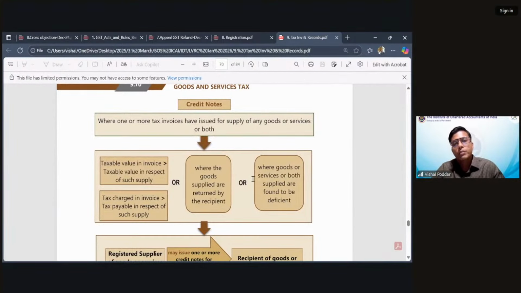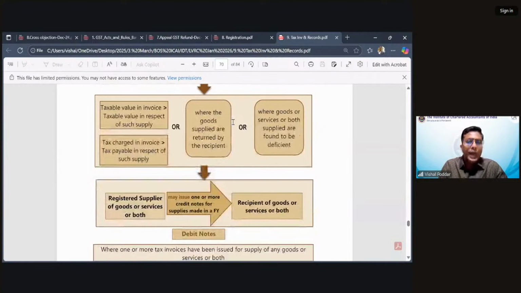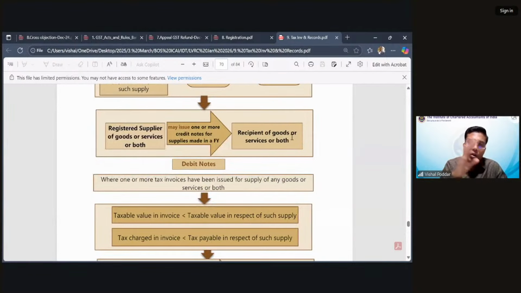Now we come to the next part, which is credit note, covered in section 34. Credit note is applicable when one or more tax invoices have been issued, and after the issue of the tax invoice, it is identified that the taxable value reported in the invoice is higher by mistake, or the tax charged in the invoice is higher by mistake, or where the goods supplied are returned, or where the goods supplied are found to be deficient. In all these cases, the invoice has reported a higher tax. We need to reduce that tax, and wherever required, even reduce the value. Now, how to reduce? We already discussed that you cannot change the invoice now.